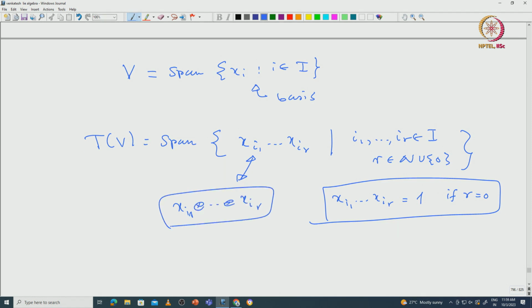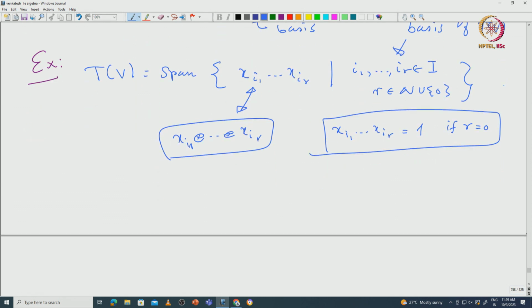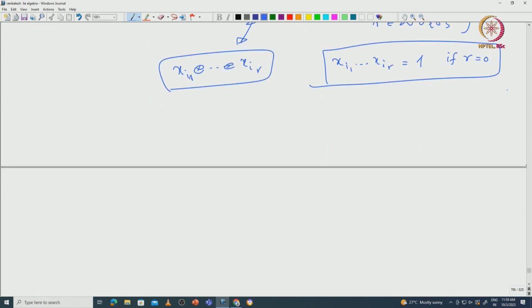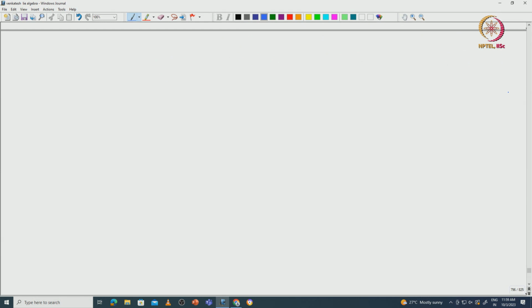So this simple tensor is identified as xi1 ⊗ ... ⊗ xik. So we can just drop the tensor notation. It just means the juxtaposition here. So this is again a very interesting fact. I also leave it as an exercise, and indeed you can prove that this is actually a basis of T(V). Okay. So all these are important things about this free associative algebra.